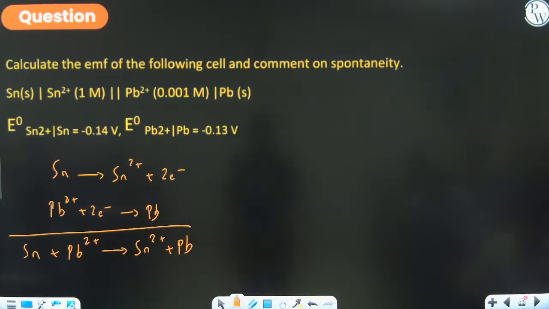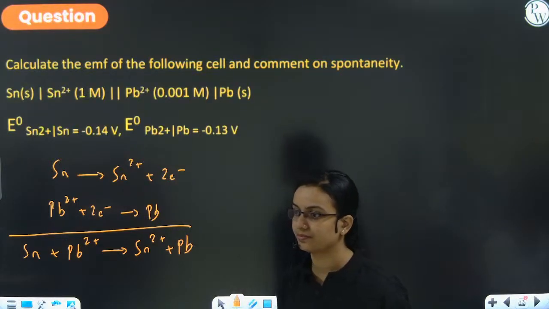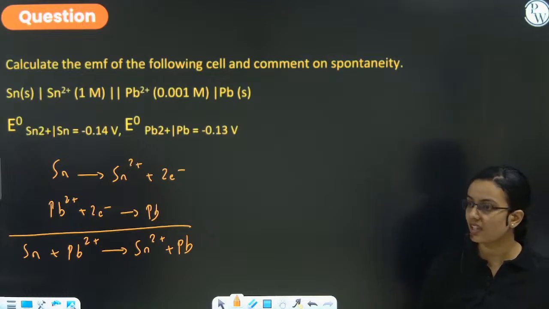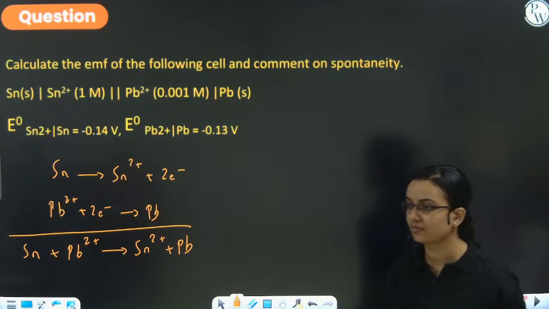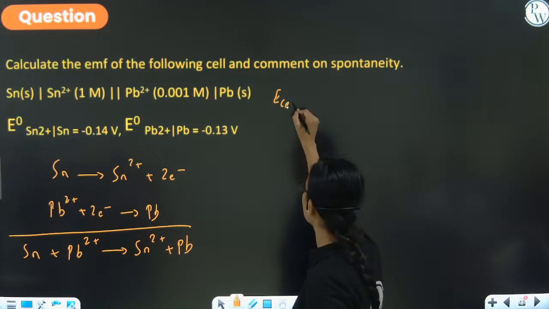This is your net cell reaction. ठीक है, you have to find what EMF of the cell. Nernst equation you will apply. What is the value of E naught cell? E cell तो निकालना है. ठीक है, EMF you have to calculate. So E cell you will find. What about E naught cell?